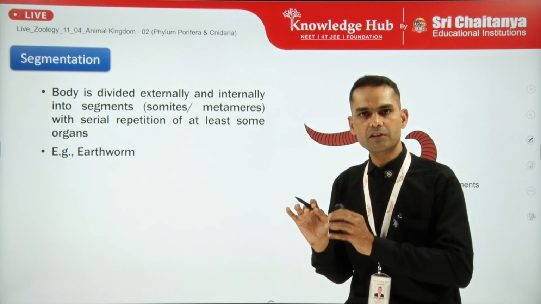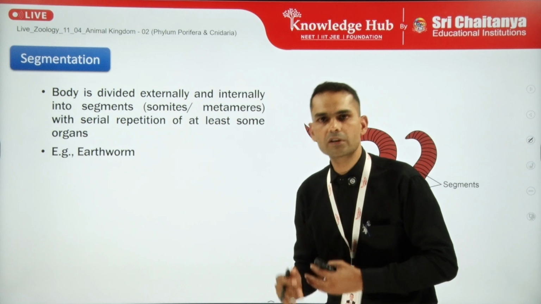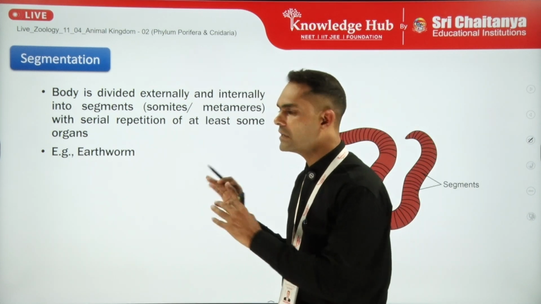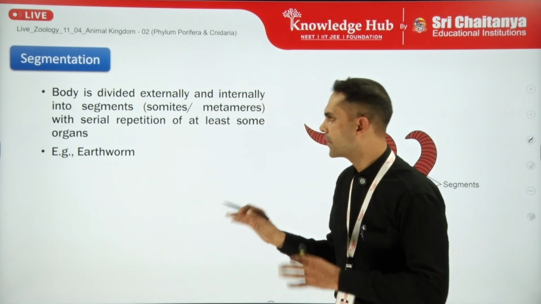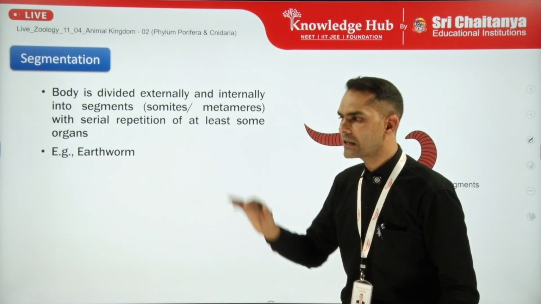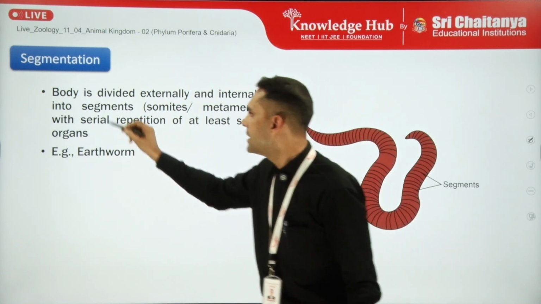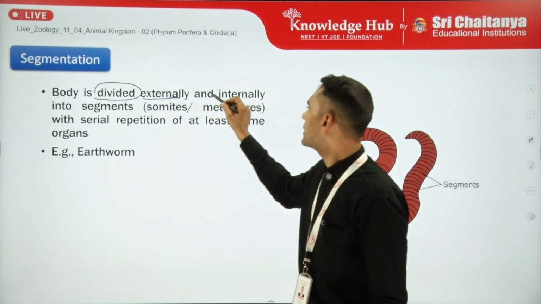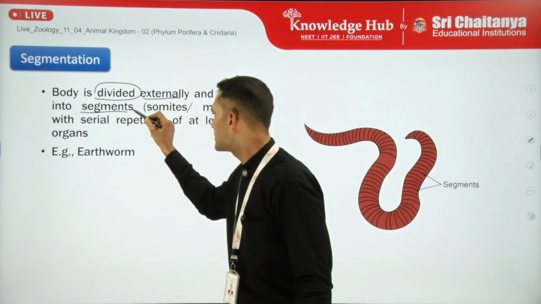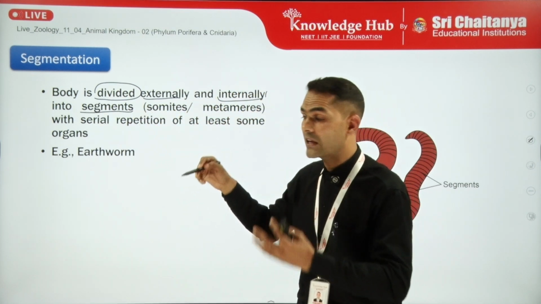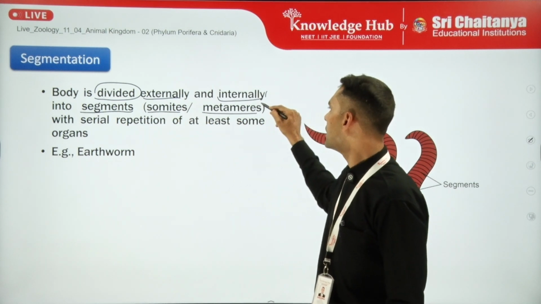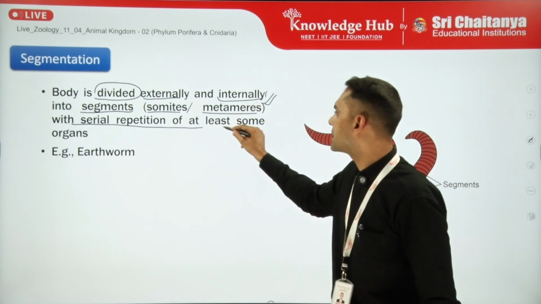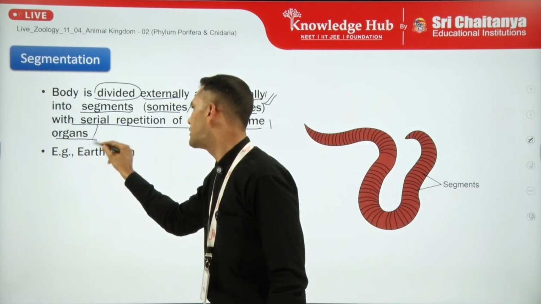Now this is the term, students, which many of us get confused with: true segmentation, pseudo segmentation and metamerism. So I will clearly define each of these terms here. Now what is the meaning of segmentation? In the primary definition we can see that the body is divided not just externally but internally into segments, and each segment we can call a somite or metamer. The latter term is more prevalent in use, with serial repetition of at least some organs or tissue.